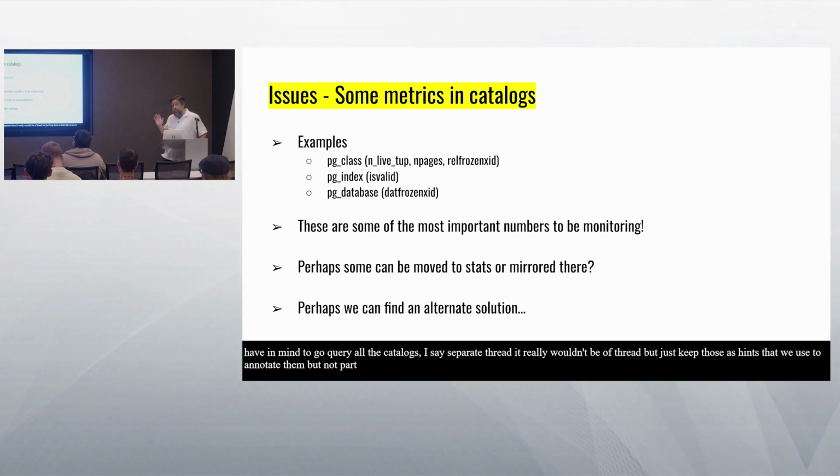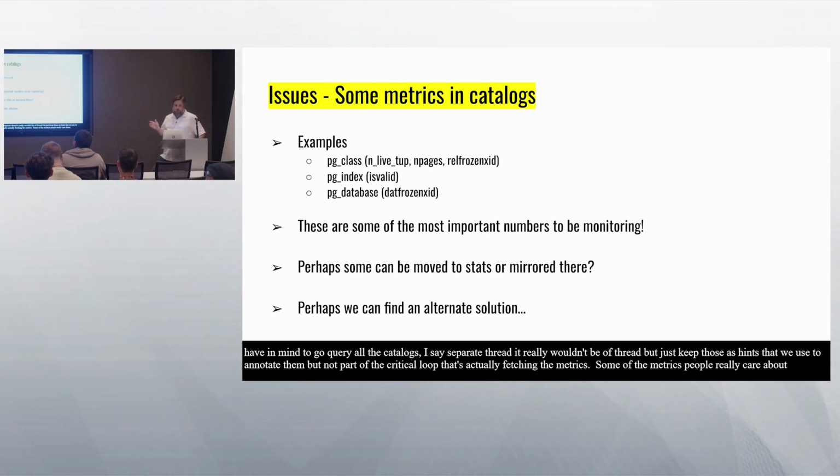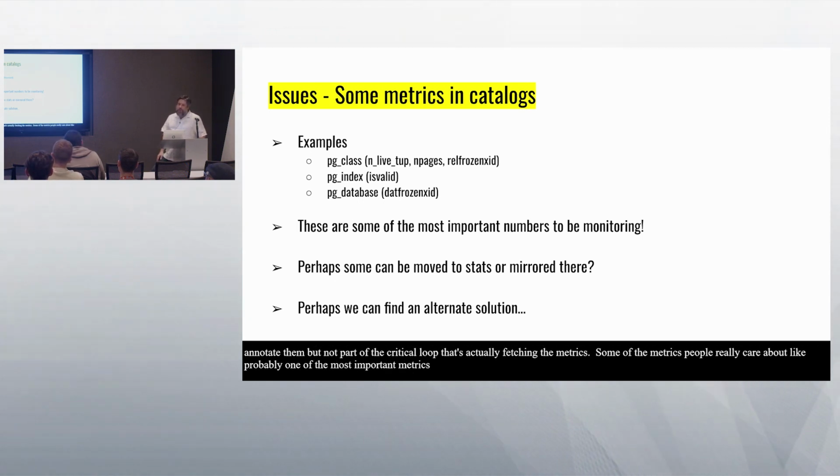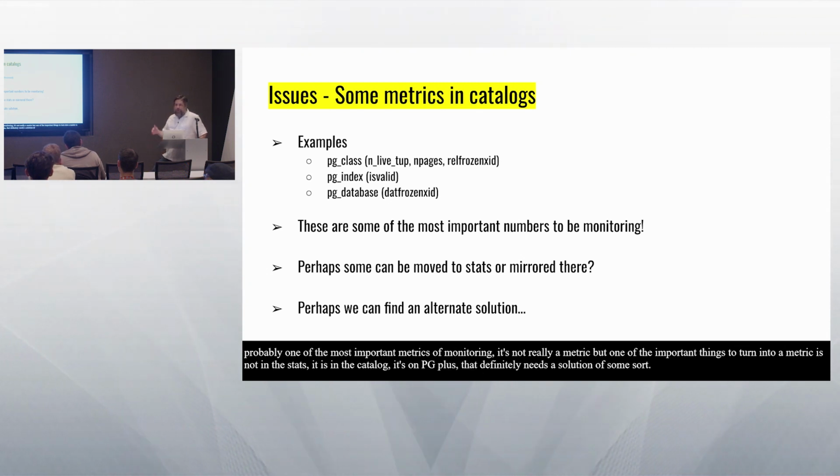Some of the metrics that people really care about, like rel frozen XID, are probably one of the most important things to be monitoring. It's not really a metric, but one of the important things to turn into a metric to monitor is actually not in the stats. It is in the catalog. It's on pg_class. So that definitely needs a solution of some sort. I don't have one yet, and I'm definitely open to ideas on how to monitor things like that.